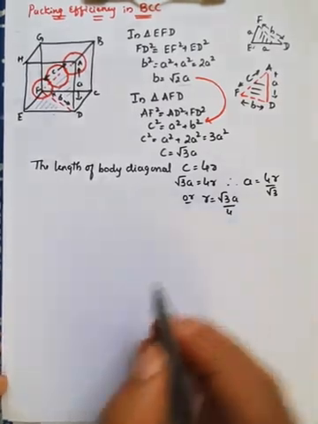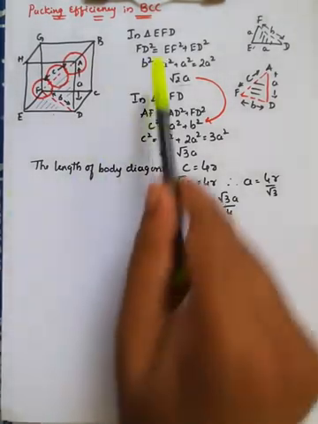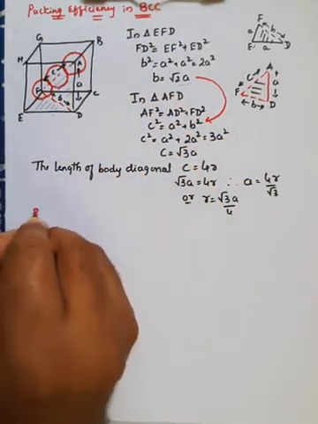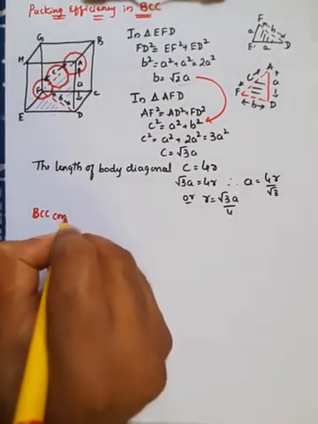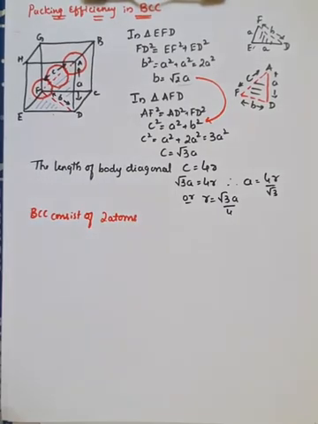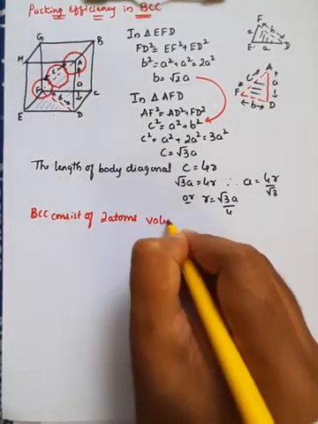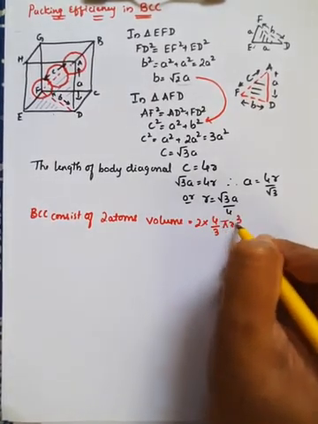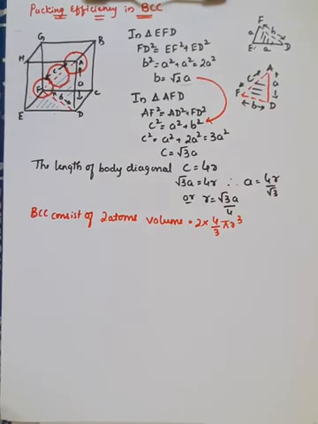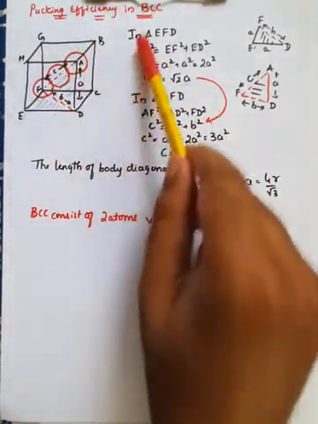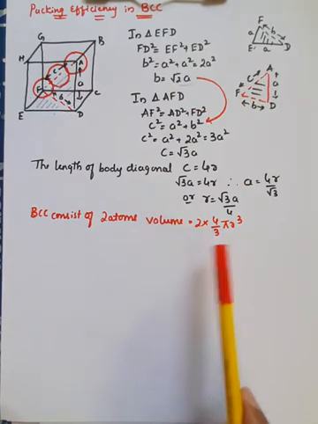Right? And similarly, we are talking about BCC here. Overall concept is about BCC. Therefore, BCC consists of 2 atoms. So its total volume will be equal to 2 into 4 by 3 pi r cube. Why have we taken 2 here? It consists of 2 atoms, right? So the number of particles in the BCC will be 2 atoms. Therefore, it is 2 into 4 by 3 pi r cube.